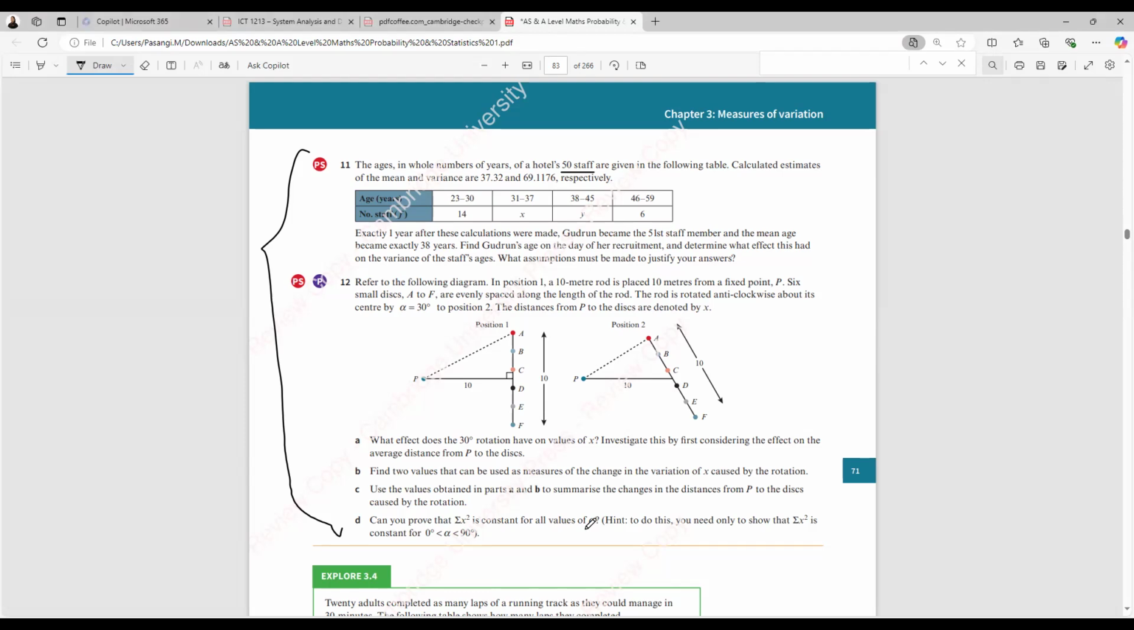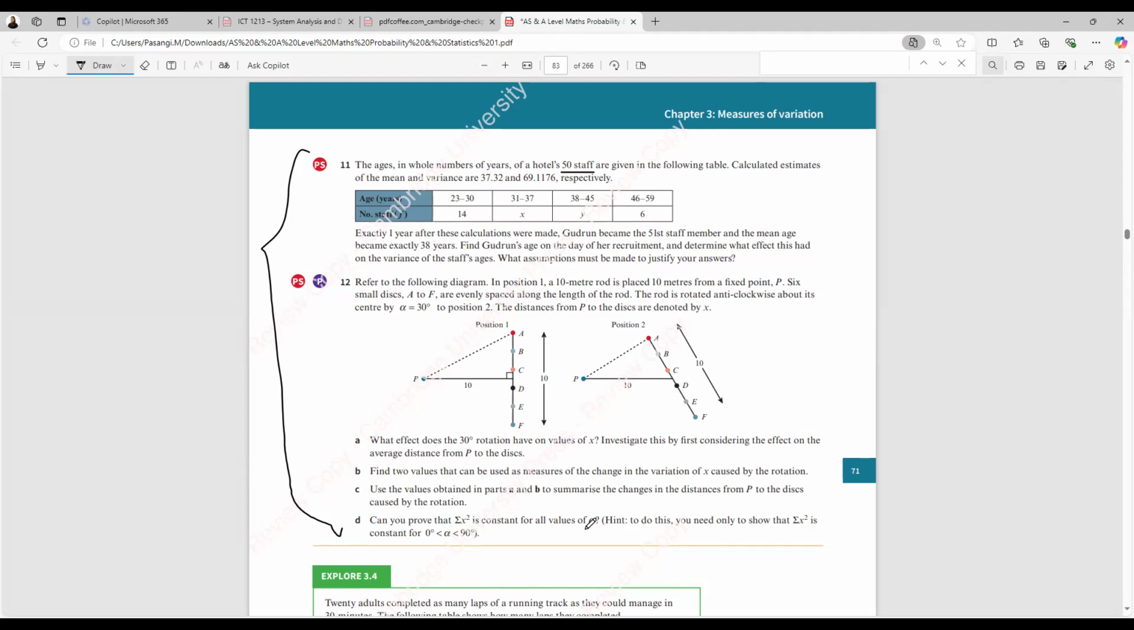Refer to the following diagram. In position 1, a 10-meter rod is placed 10 meters from a fixed point P. Six small discs A to F are evenly spaced along the length of the rod. The rod is rotated anticlockwise about its center by alpha equals 30 degrees to position 2. The distances from P to the discs are denoted by X.